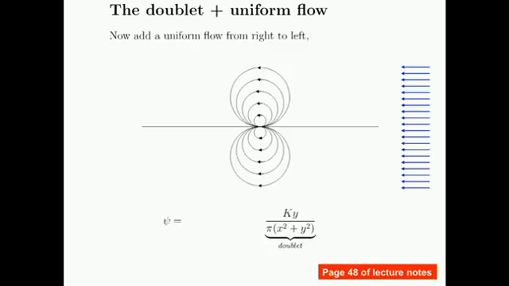So if I now take a doublet and I add a uniform flow that's coming from right to left, again, we should be able to sketch this, okay? What do you think is going to happen to these uniform flow streamlines, the ones that are coming from the right, when they meet that doublet? What do you reckon is going to happen to those streamlines?